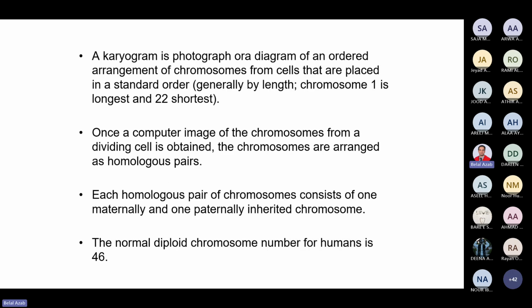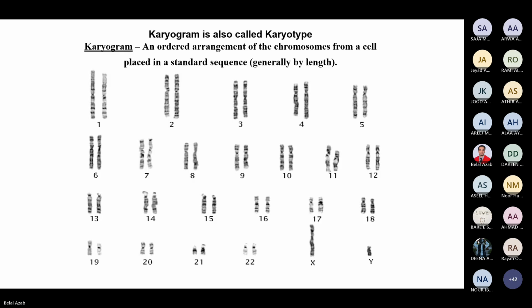Okay, so this leads us to looking at the karyogram, which is also known as the karyotype. The karyotype is an arrangement of the chromosomes from the biggest to the smallest in pairs of chromosomes. In humans we have 46 chromosomes, or 23 pairs of chromosomes, one from each parent. You arrange them on the karyotype from the largest to the smallest.